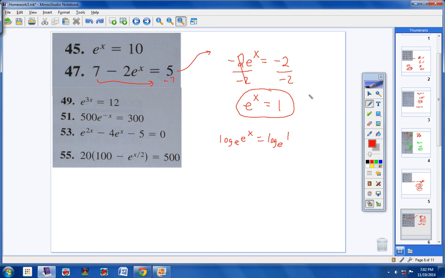Now, you can do it the long way if you want. That's fine. Like this. Take log base e of both sides. Here your base matches your base. X. And then natural log of 1 would be 0. Type that in your calculator and you'll get 0. So x equals 0. Okay? And that is the correct answer. Alright, number 49.